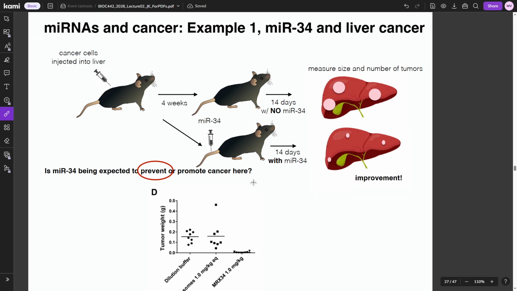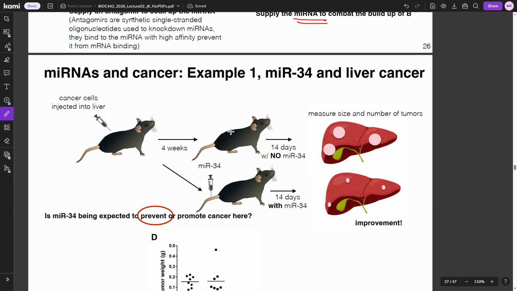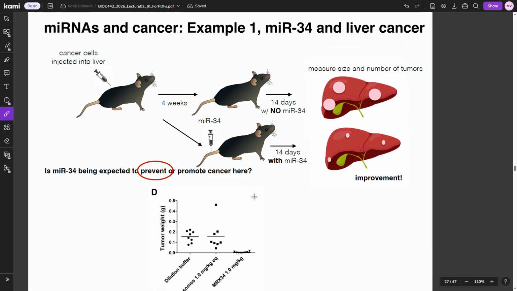down significantly. So is it being expected to prevent or promote cancer? I know it tells you the answer here, but it clearly is preventing cancer. If you leave the cancer cells alone and you don't do anything and it causes severe cancer, and then if you add a microRNA and it stops the cancer, that means that we're clearly negating the cancer, or preventing cancer. And so you'd probably expect that maybe this microRNA is blocking the production of, not a tumor suppressor, but production of a proto-oncogene or something. It's clearly stopping translation of some sort of cell cycle promoting protein or thing.